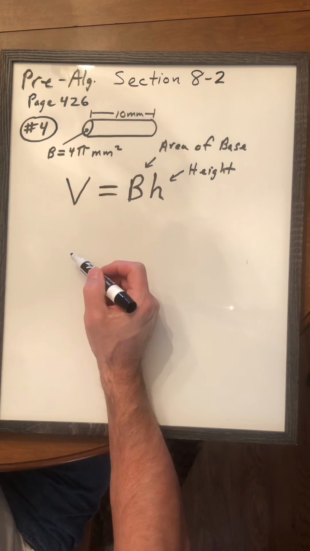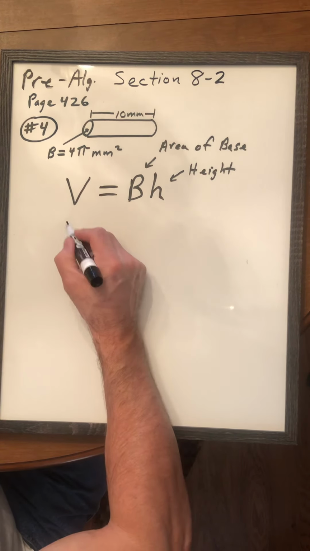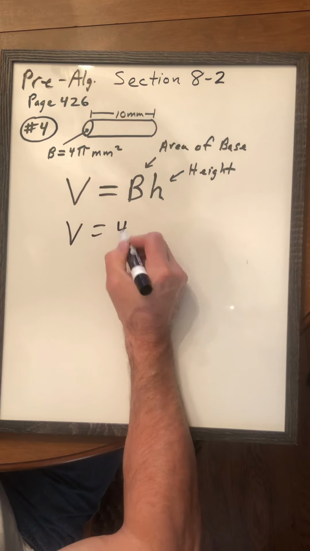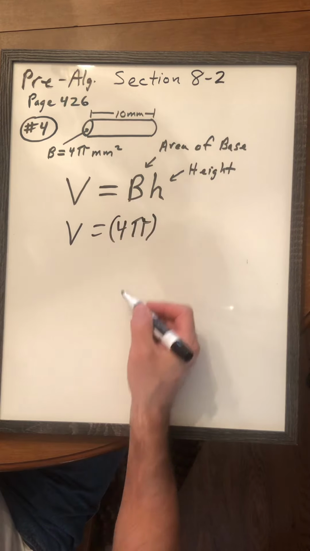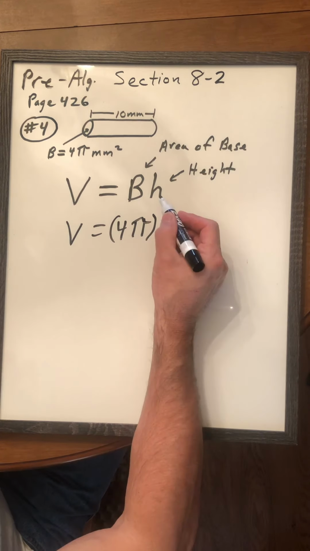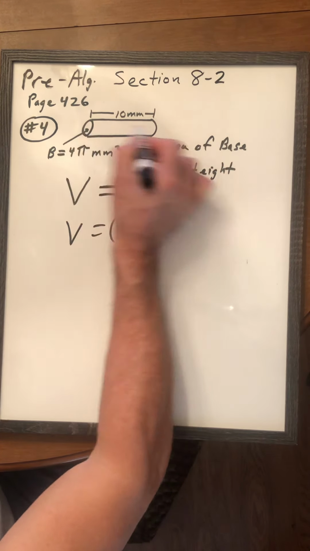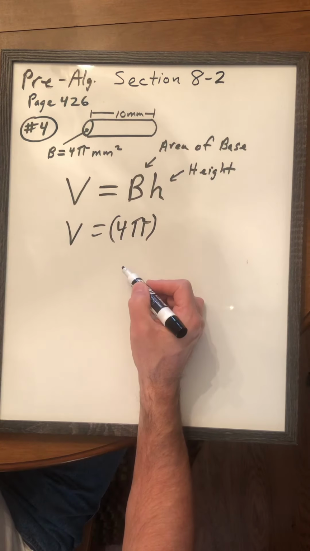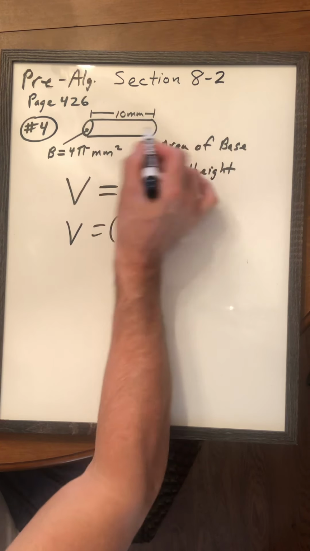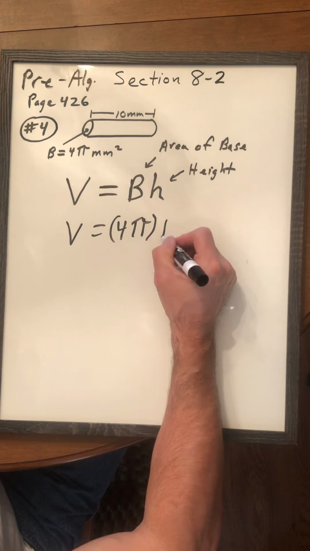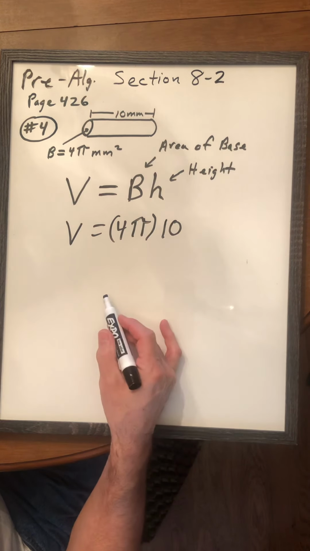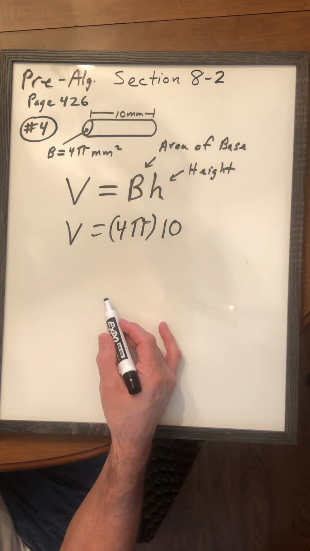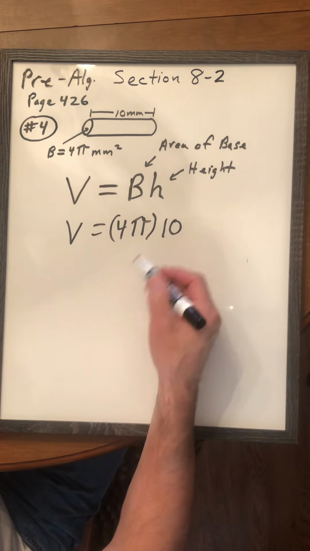It's already given to us, and so we can just plug that in. And so I'm going to take then and plug in 4 pi, which is the area of the base, which is for the capital B. The height then is going to be how long the cylinder is here. It is laying down. That would be the height of the cylinder, which would be 10. And so now I've got my numbers. I've substituted into the formula, and now we can go ahead and solve.